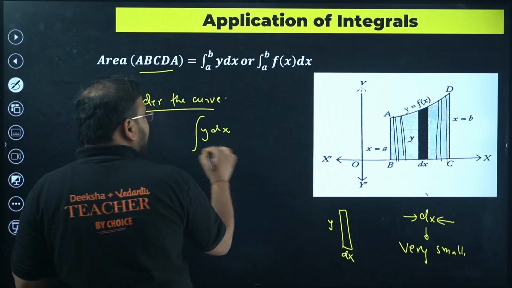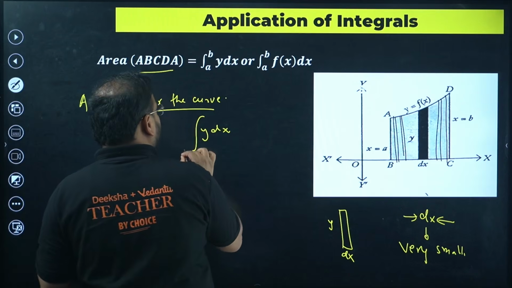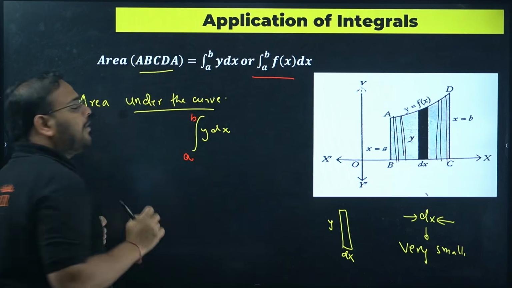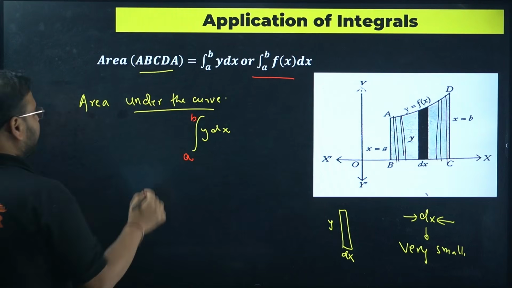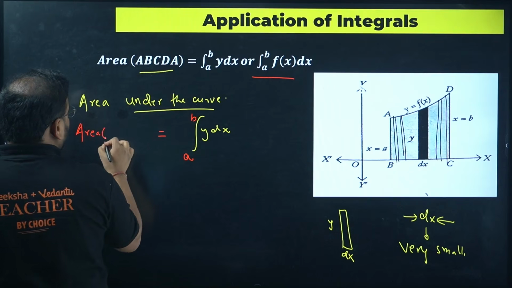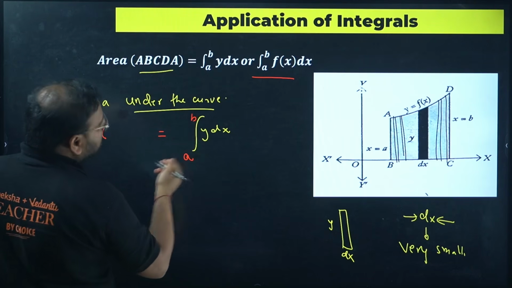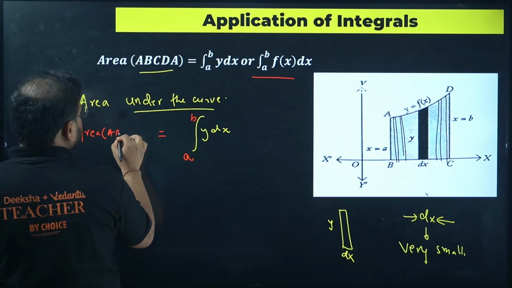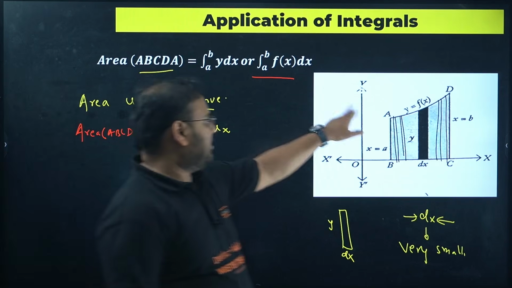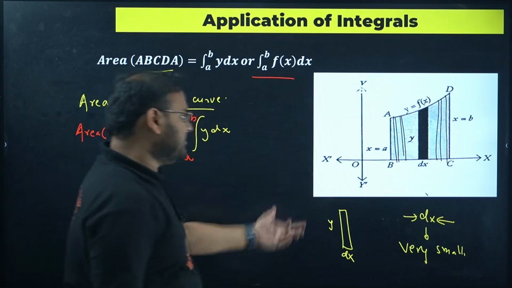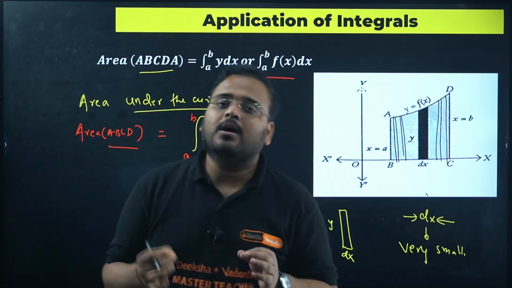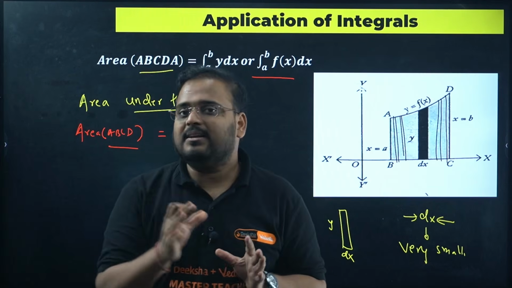So integrating means adding all the strips' areas from where to where? From a to b, and you end up with the area under the curve f(x), or you call this in this case ABCDA, or simply ABCD. Okay, sorry, ABCD is enough. Got it? This is how you relate the application of integrals to the area under the curve.